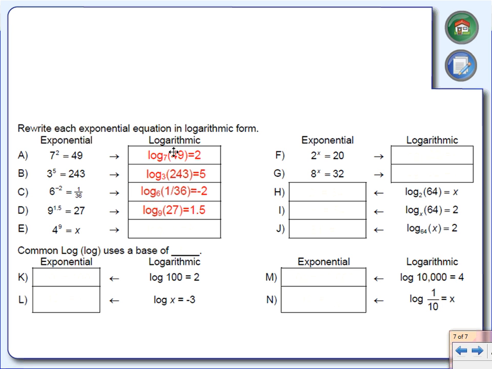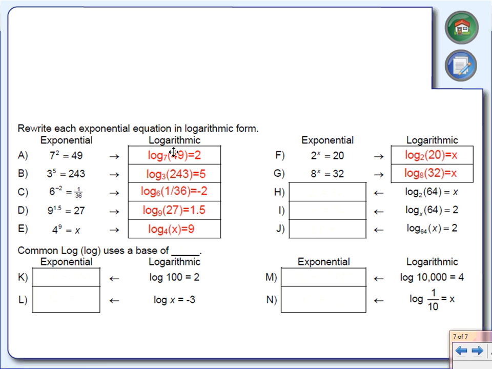In parentheses, you have x equals 9. So it's log base 4 of x equals 9. Now over there on the other side, f and g are still the same thing. Hasn't changed. So we're still changing the exponential to a log. So we're going to have log base 2 of 20 equals x. G is going to be log base 8 of 32 equals x. So at this point, we've taken all of the exponentials and converted them into our logarithmic form.